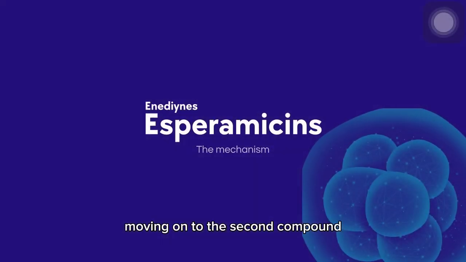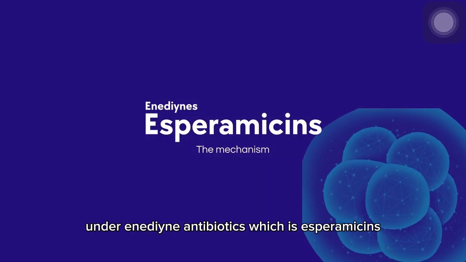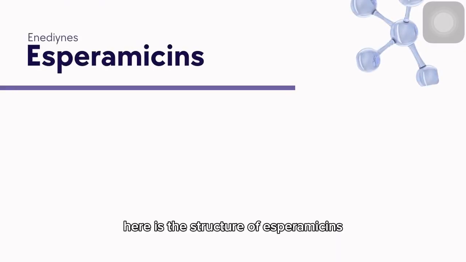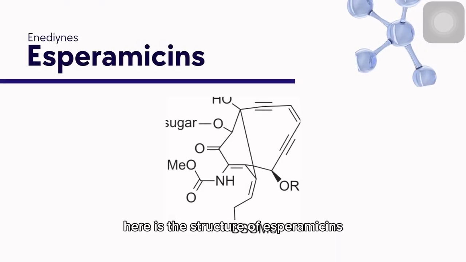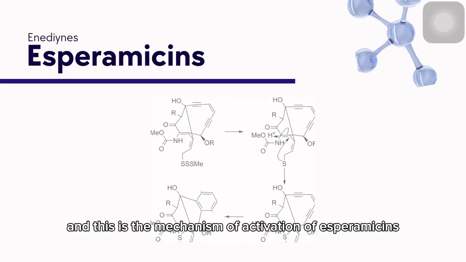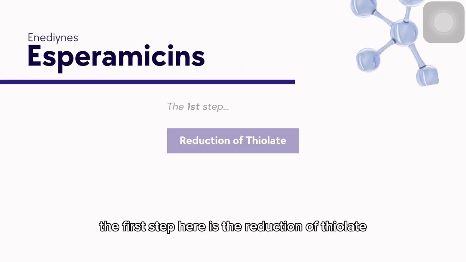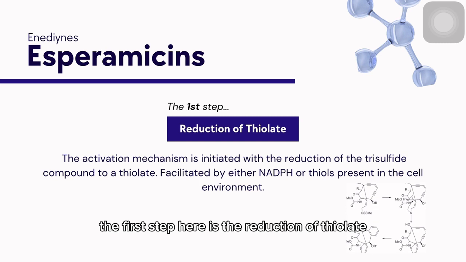Moving on to the second compound under enediyne antibiotics, which is esperamicin. Here is the structure of esperamicin. And this is the mechanism of activation of esperamicin. So let's look at the mechanism. The first step here is the reduction to a thiolate.